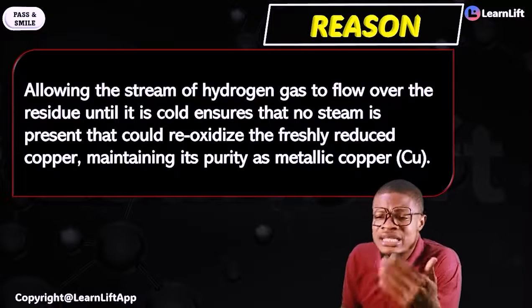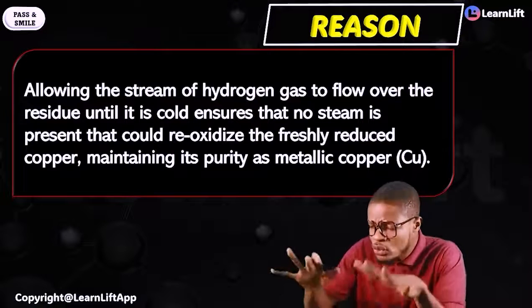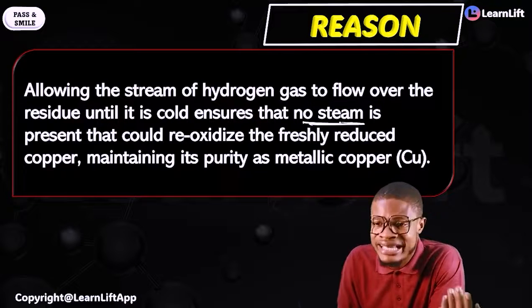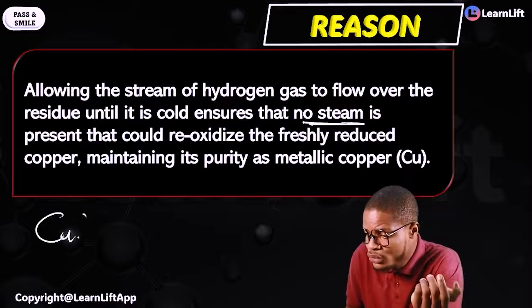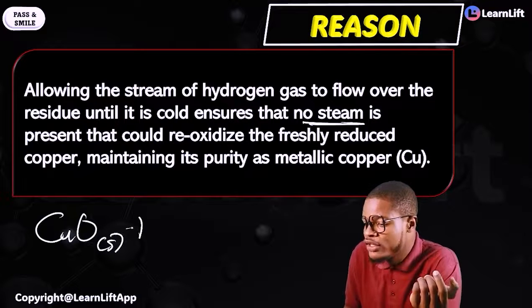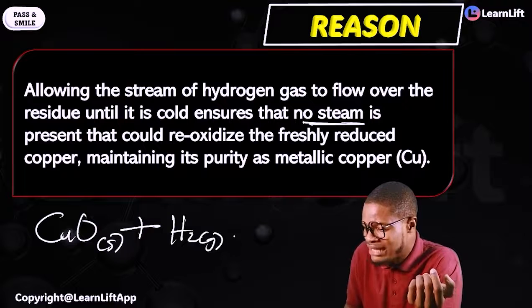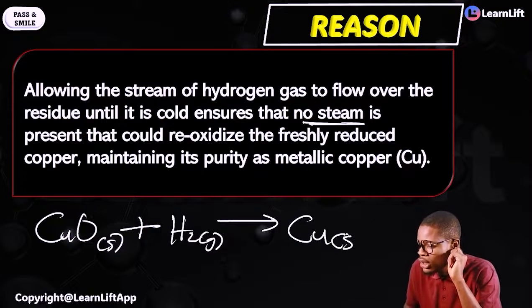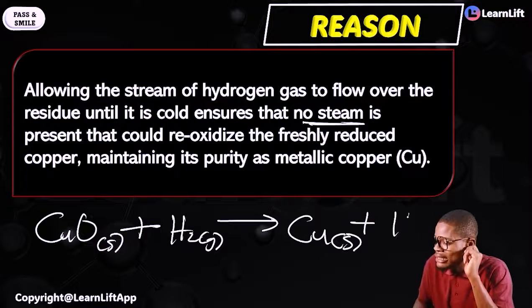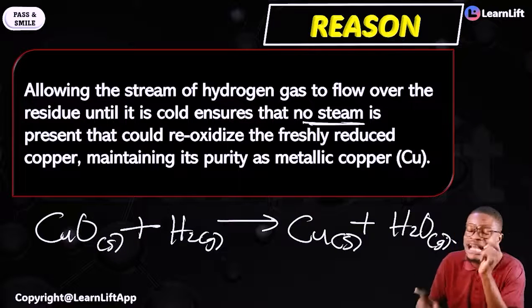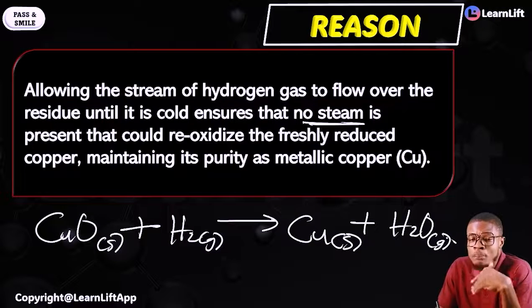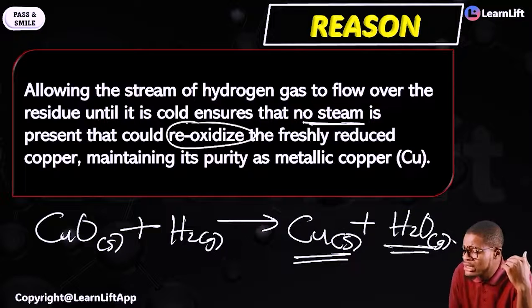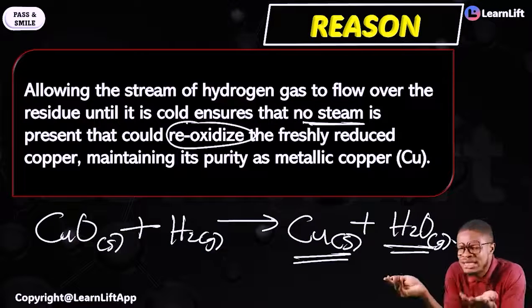Allowing the stream of hydrogen gas to flow over the residue until it cools will ensure that no steam is present, because you know the reaction: CuO, solid, if it combines with your hydrogen gas, you allow it to keep flowing until your Cu solid is formed completely, and then your H2O, this guy is what gas that is formed there, right? Please, if this guy at any point goes and combines with this thing, what will happen? They will reoxidize readily.